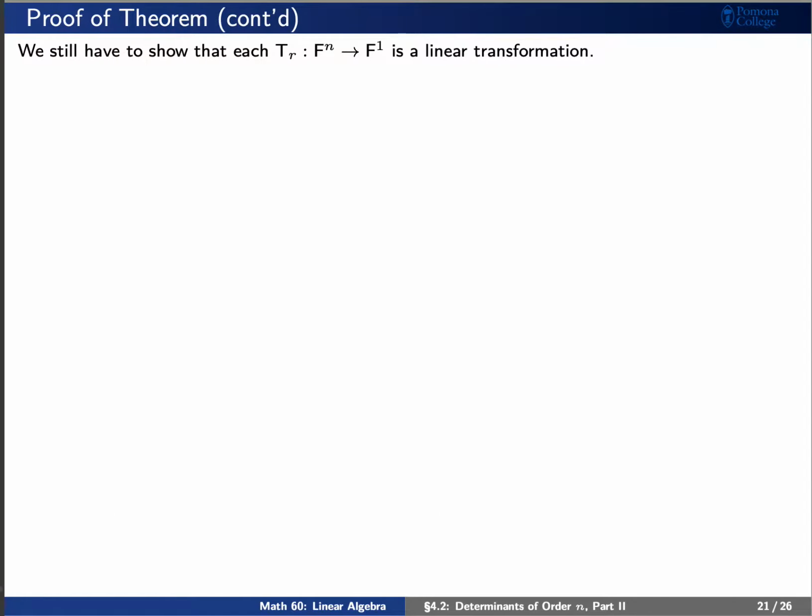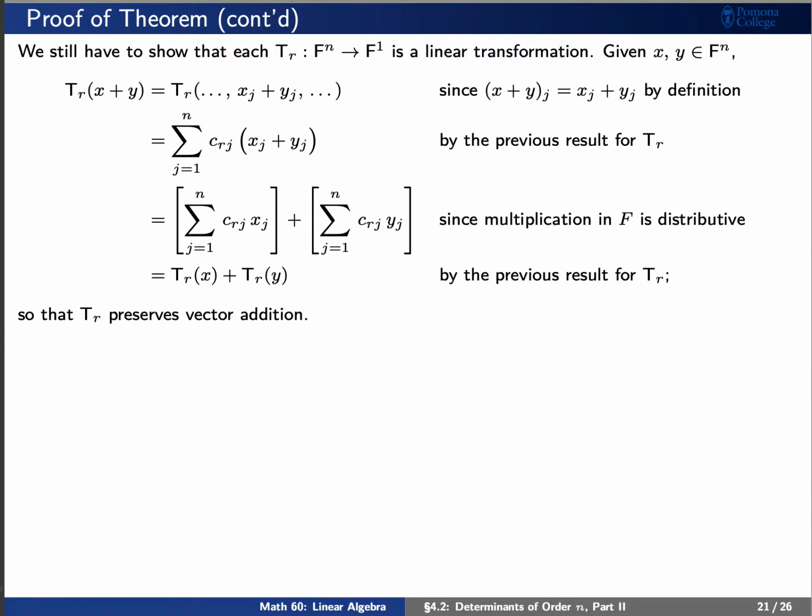We're not quite done yet. We still have to prove that each of these transformations T sub r is really a linear transformation. That means we have to show that each T sub r is closed under, preserves vector addition, and preserves scalar multiplication. To this end, let's say that we have two vectors x and y.